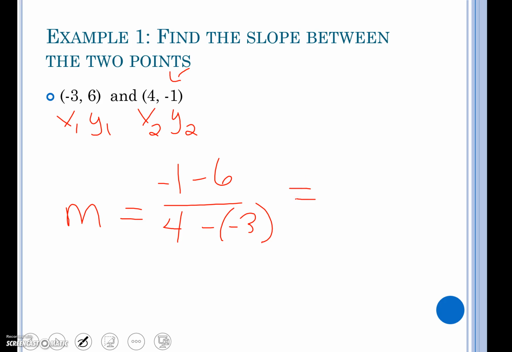So up top, when we complete this, negative 1 minus 6, if we were to evaluate that, is negative 7. On the bottom, 4 minus negative 3, remember we have ourselves a double negative, that's the same thing as doing 4 plus 3. So on the bottom, we have positive 7. Negative 7 over 7 can be simplified to negative 1. So in order to complete the problems in the future, we have to have a good understanding of how to calculate our slope. We're going to be using this again in our next example.